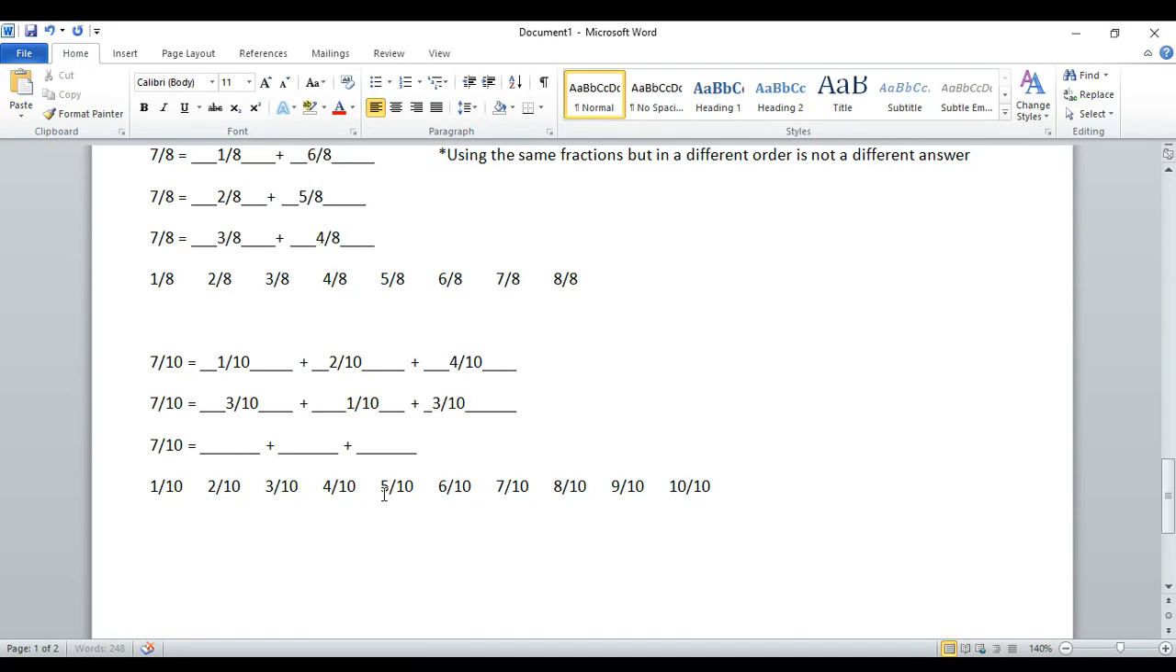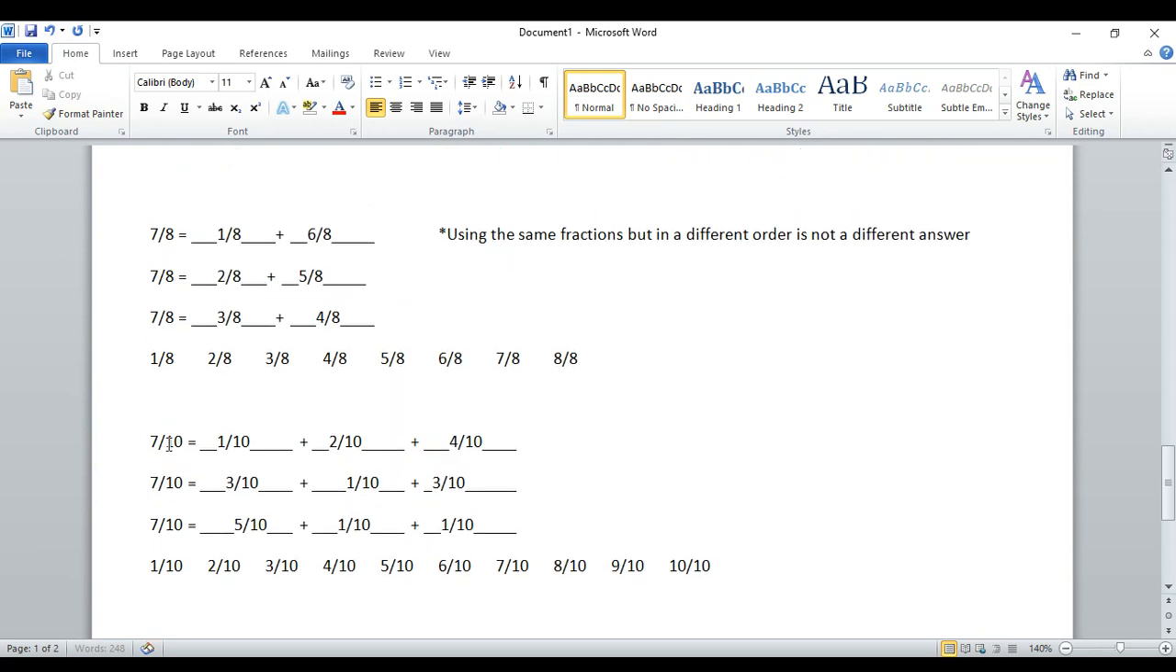Well, for this one I have to do a little thinking. If I put 6/10 in here, then I'd have to put 1 in there. I can't put 0. I think we just discussed that. But I can start off with 5/10. And then what else could I put in here? I want to get up to 7. So my only choice is to put 1/10 in there and 1/10 in here, because now I have 5, 6, 7. So you do have to do a little bit of thinking with this.